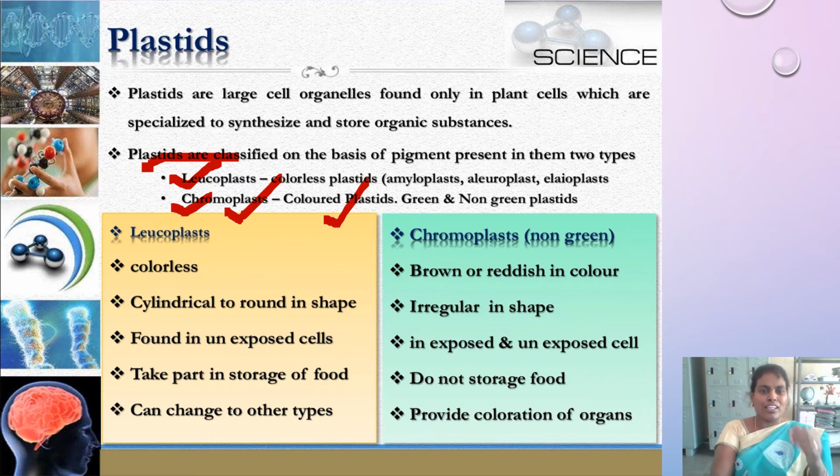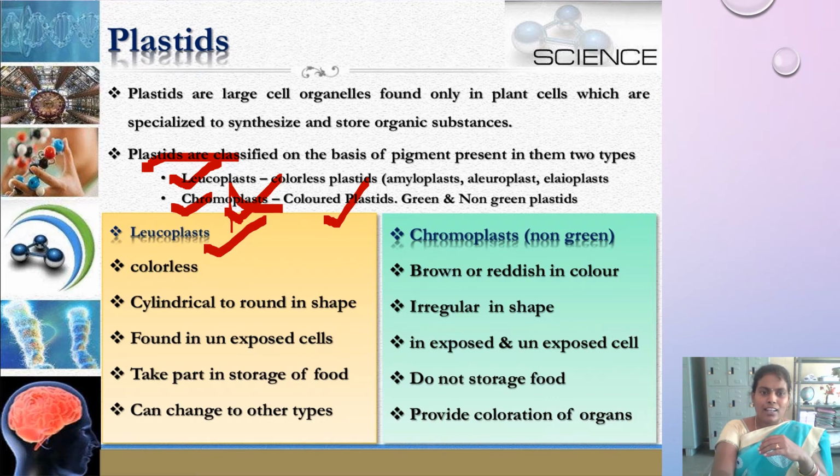You all know about chloroplast, which is present in the green parts of a plant, and it is very helpful in the photosynthesis process. This chloroplast traps the sunlight and utilizes that energy in the preparation of its own food. Let us see the differences here between the leucoplasts and the chromoplasts.